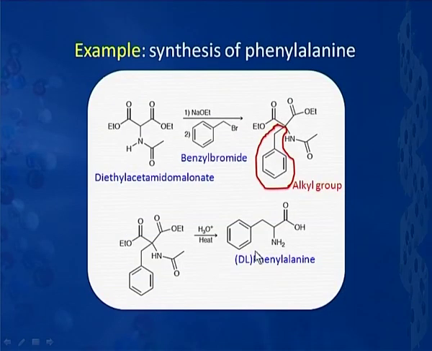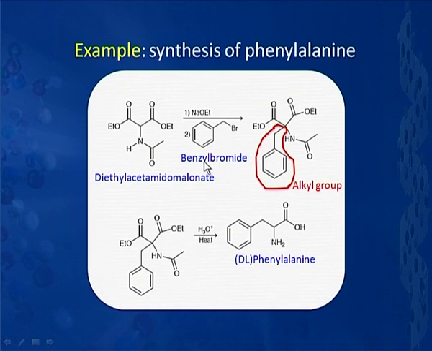Let us take an example. Suppose I want to synthesize phenylalanine. So, what I do is I start with the same material here, sodium ethoxide as before, then I choose benzyl bromide as my alkyl halide, because my side chain here happens to be CH2Ph, that is the C6H5. So, if I want to use a benzyl group as my side chain, I use benzyl bromide as my alkyl halide here.